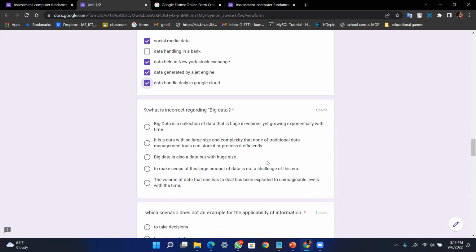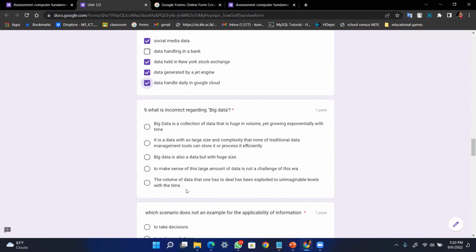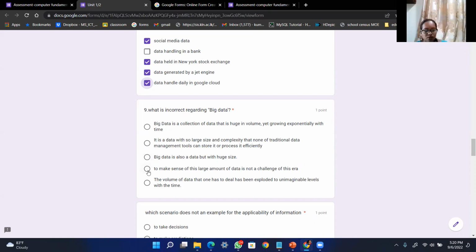To make sense of this large amount of data is not a challenge of this era. False. It is a challenge actually, right? How this kind of big data is handled. Within a second, billions of data are gathered from social media and elsewhere. So it's a challenge for this era. The volume of data that one has to deal with has exploded to unimaginable levels with time. So what is the incorrect one? Fourth one, teacher.